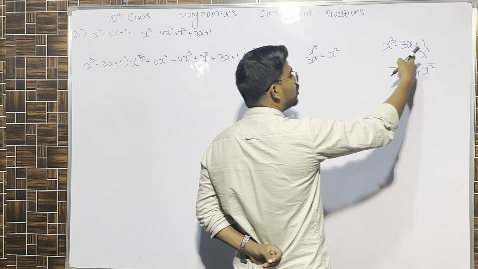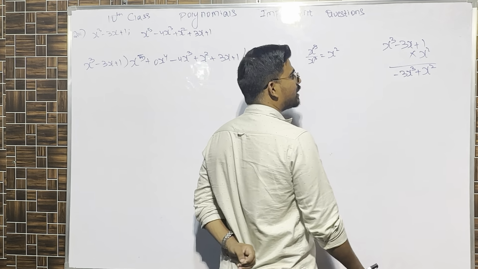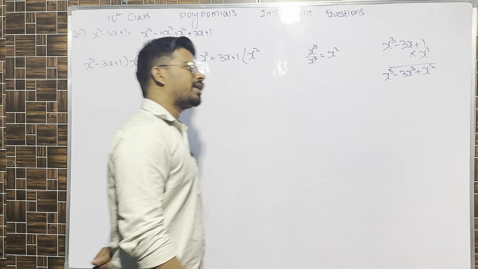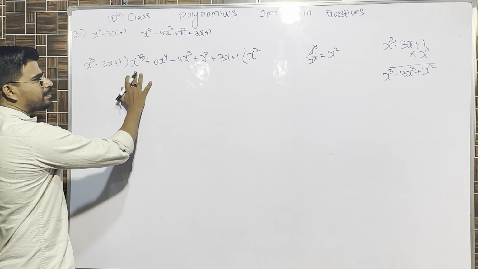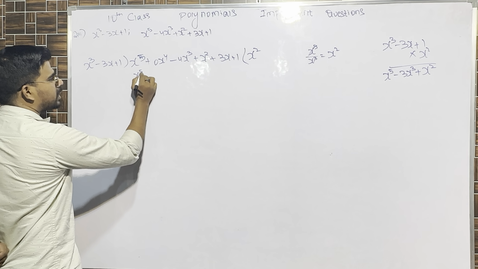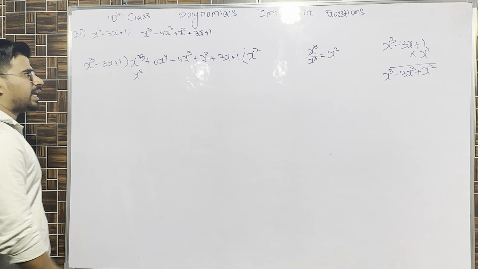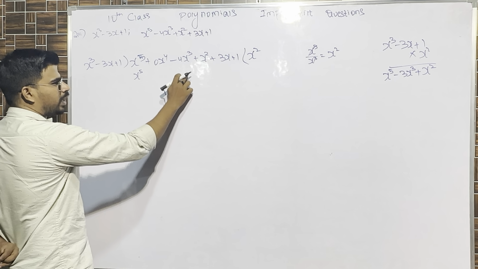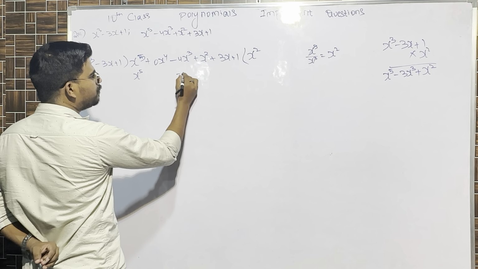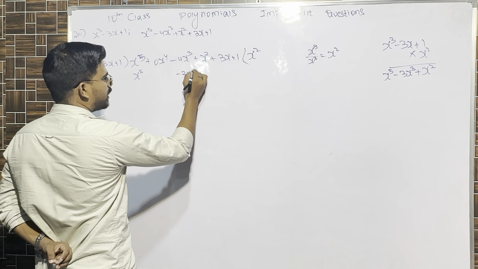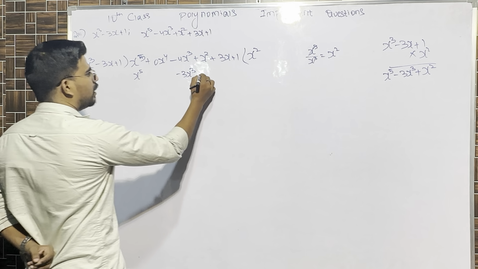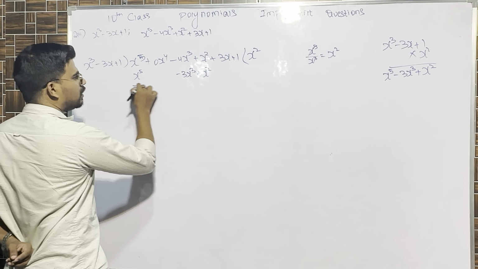X square into x cube is x power 5. So x power 5 should be written below x power 5 only. Minus 3x cube: will you write that here or here? You have to write it below minus 4x cube, because like terms go below like terms, x cube term below x cube term. And x square, plus x square, as it is.